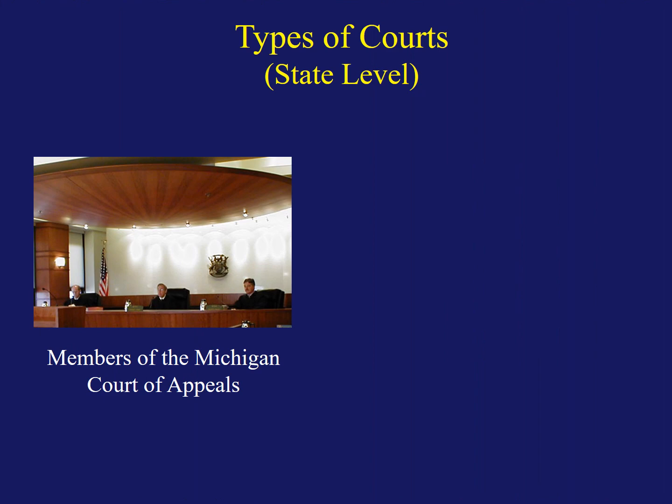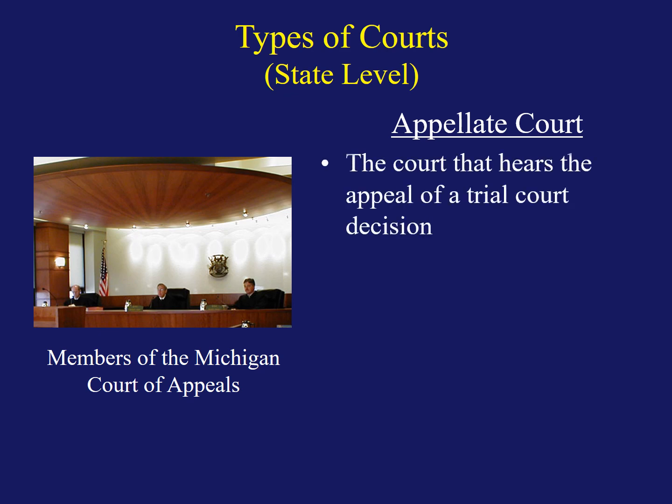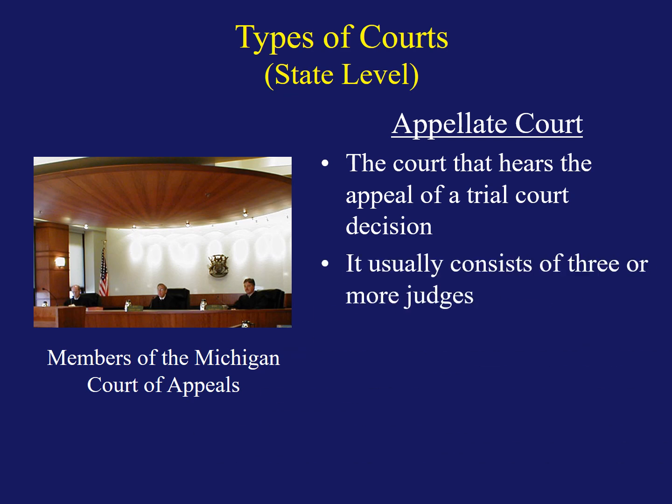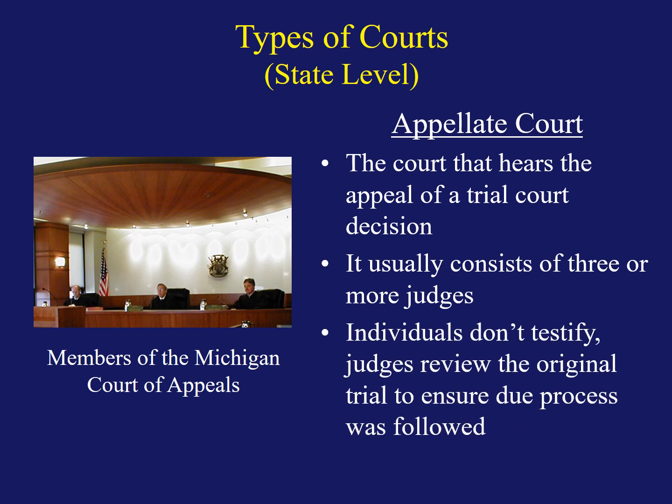Another type of court at the state level would be an appellate court. After there's been an initial trial, the person who loses can appeal that decision. Generally speaking, an appellate court has either 3 or more judges. People don't go there and testify. What the judges do is they look at the original trial and they try to make sure that correct processes were followed.